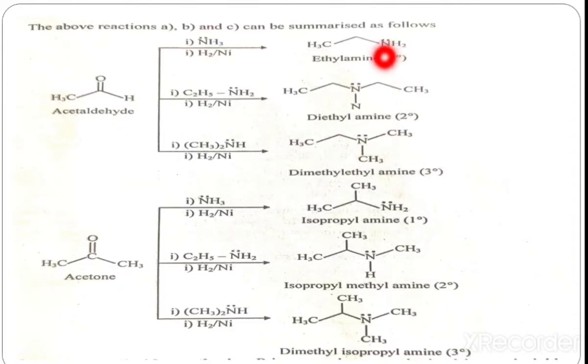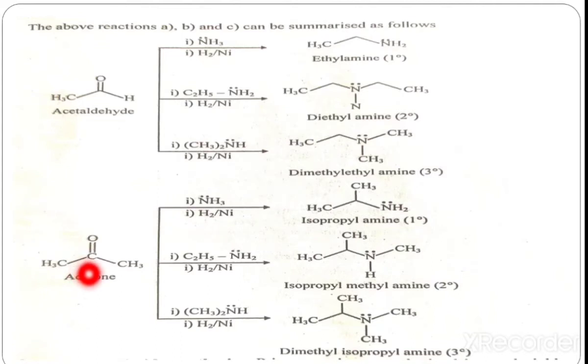That means in first case, when this aldehyde is treated with ammonia, we get the primary amine. The aldehyde on treatment with the primary amine, here we get the secondary amine. And in the third step, the aldehyde on treatment with secondary amine, finally we get the tertiary amine.